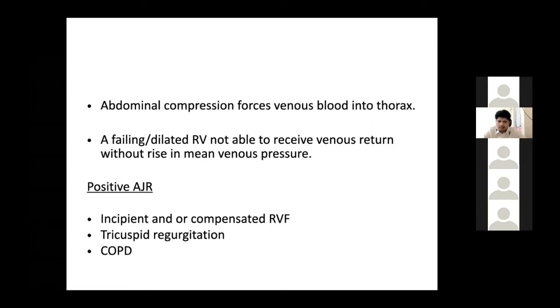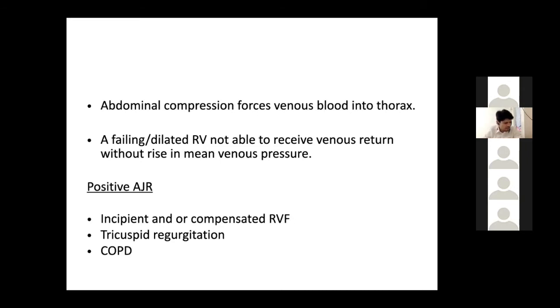Now, the causes: a positive abdominojugular reflex, as I already told you, is seen in a compensated, not a decompensated, but a compensated right heart failure or an incipient right heart failure. Also, in cases who have a TR, but not prominent V waves or prominent A waves on JVP, if you do a hepatojugular, you may see the JVP become prominent or the V waves become prominent.